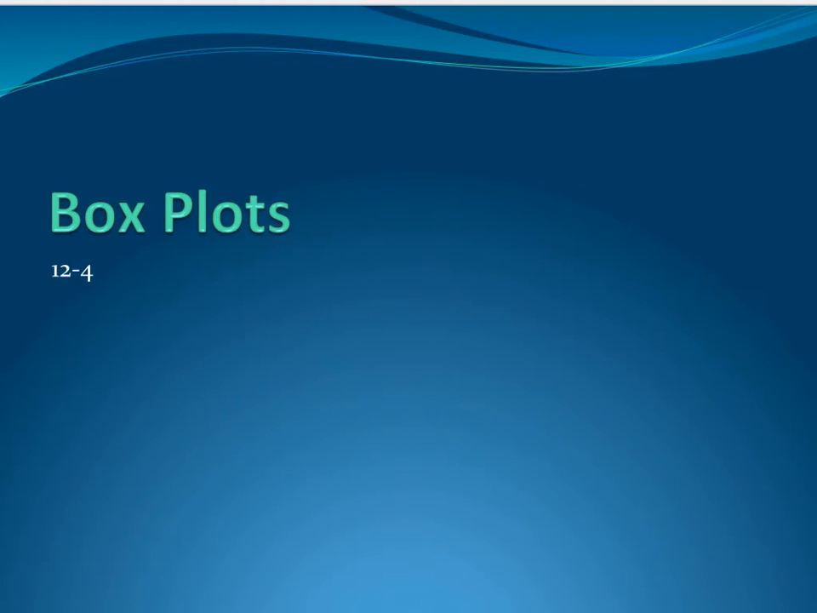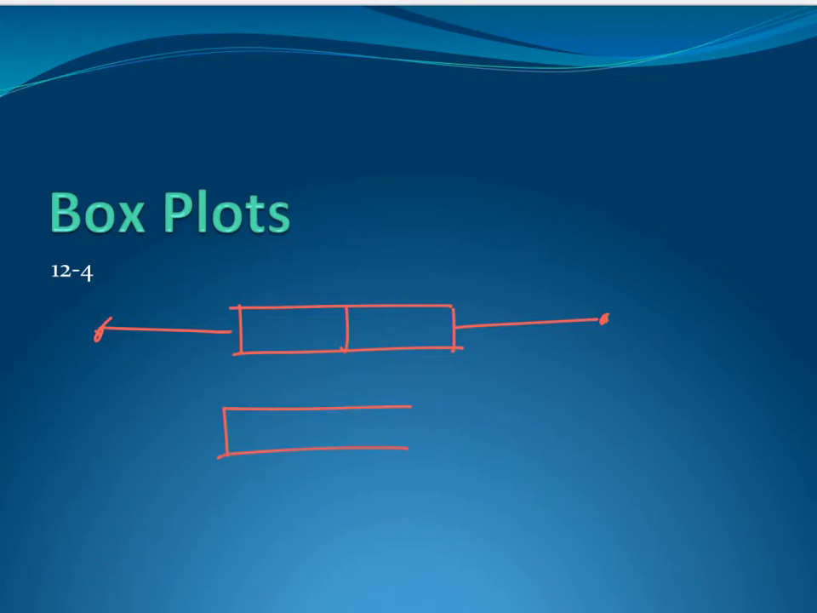Alrighty, 12-4, box plots. It's actually box and whisker plots, technically. What I'm really looking at here, just to give you an idea, is it's not a very creative name. It's a box that looks like this, with whiskers that stick off to the sides. That's it. They come in different sizes. They can look like this. And each of the different shapes gives us some different idea about the data.